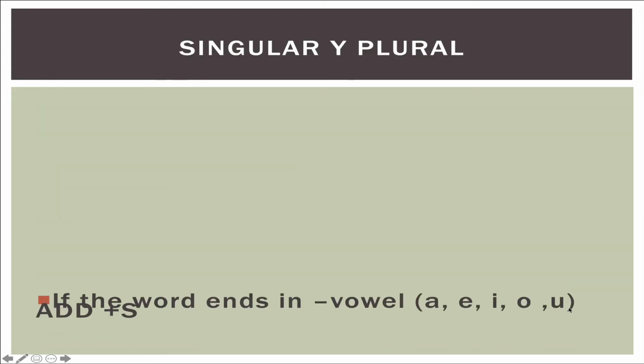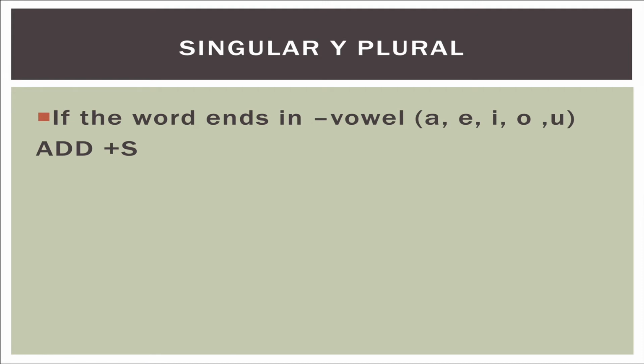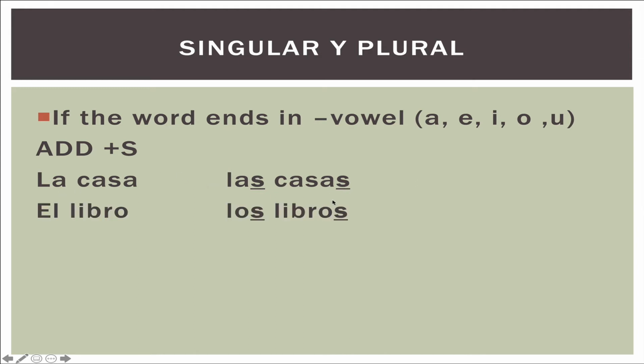Okay? So how do you make something singular into plural? In Spanish, if the word ends in a vowel, a, e, i, o, u, you just add the s. For example, la casa becomes las casas. The house, the houses. El libro, los libros. The book, the books. La clase, las clases. The class and the classes.